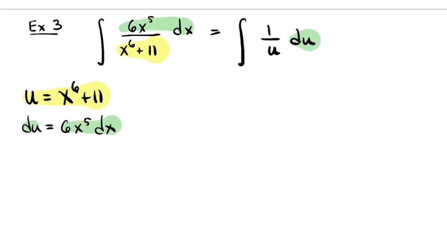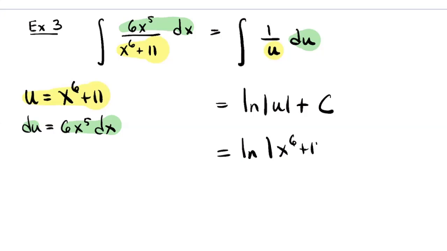Okay, so after making those substitutions, everything's accounted for, and now I have to ask myself, do I know an antiderivative for 1 over u du? Sure I do. It's the natural log. The natural log of the absolute value of u is the general antiderivative for that, and then the last thing to do is to replace u. I'm going to leave the differentiation check to you, so this video doesn't get too long, but you can check that. And the derivative of that natural log is, in fact, 6x to the 5th over x to the 6th plus 11.